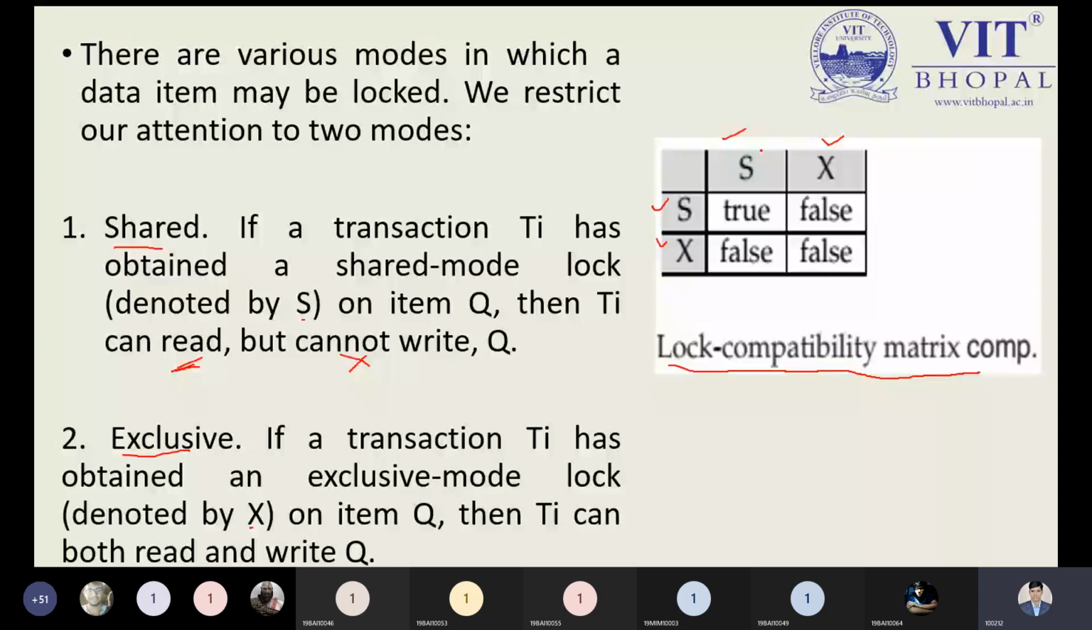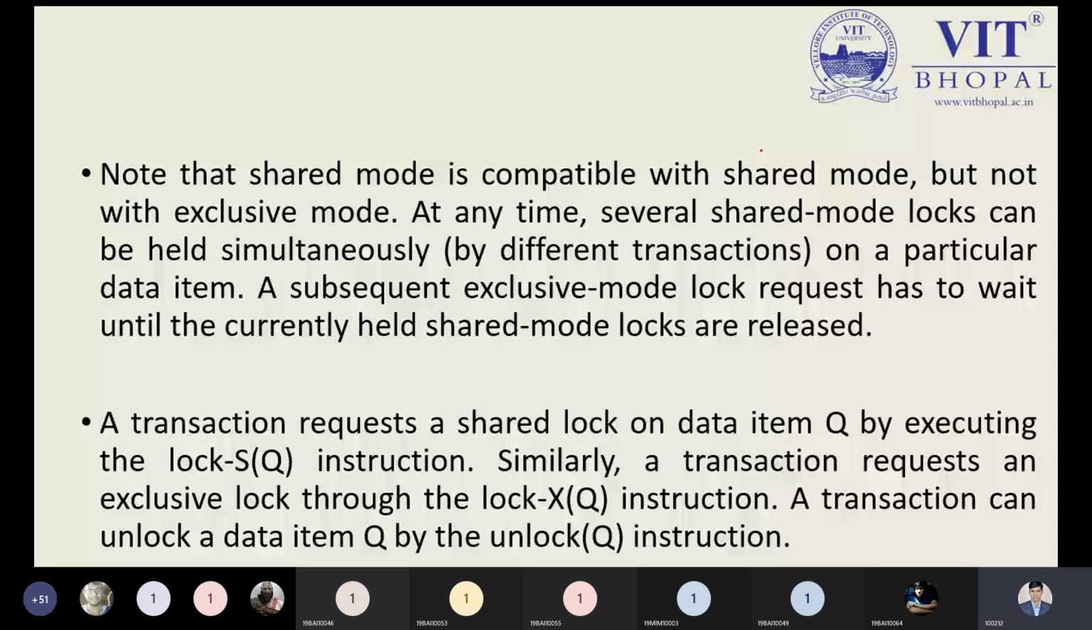Now there is some theoretical part I'm speaking over here within one minute. You can read along with me. Note that shared mode is compatible with the shared mode only, but not with the exclusive mode. But at any time, several shared mode locks can be held simultaneously by different transactions, just like two different transactions reading some information on the same data item. This is possible because we are only reading, so multiple transactions can read the same data item at the same time. There will be no issue. Why? Because we are just reading, we are not updating any information.